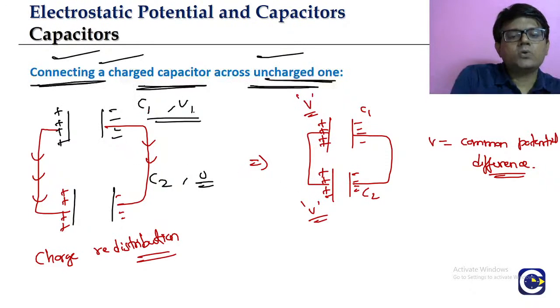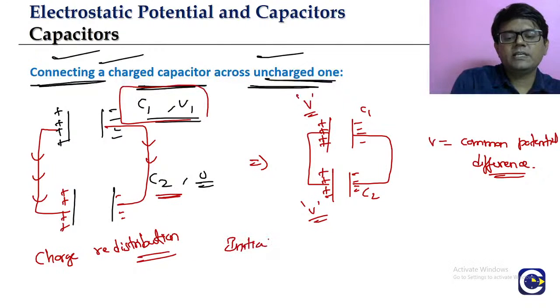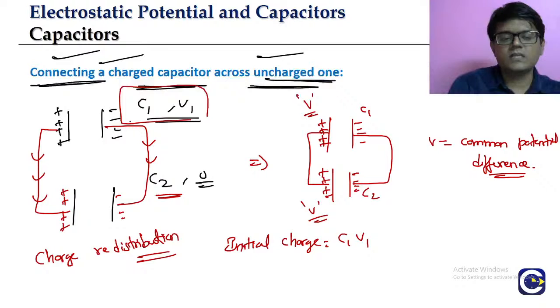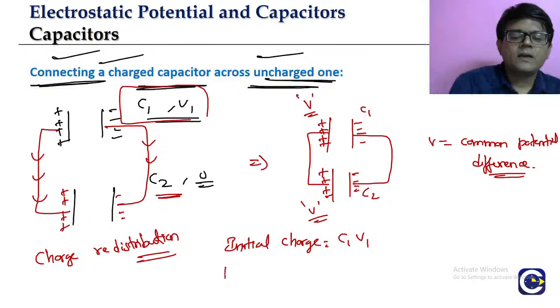Initially what is the total charge? ஏன்னா இந்த C2 க்கு மேல charge கிடையாது. Initially what is the charge? Initial charge எவ்வளவு? What is the initial charge? வெறும் இந்த C1 V1 மட்டும், because charge on that capacitor 1 is what? C1 into V1. Final total charge எவ்வளவுன்னு பாருங்க.